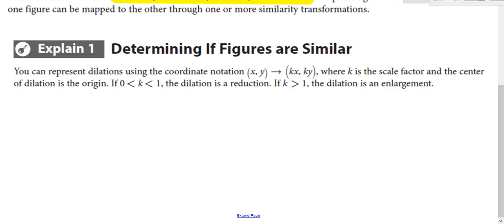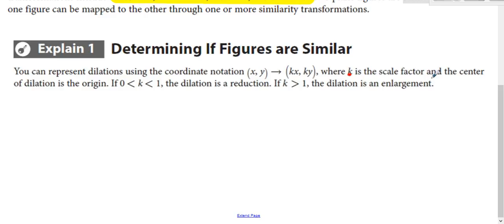So you can perform a dilation using coordinate notation, just like we did for reflections, rotations, all that sort of stuff. Now, the only difference is you're going to use the scale factor k, and that's what you multiply by. So if you are going with a scale factor of 2, you would just multiply the x and the y coordinates by 2 if it's centered around the origin.